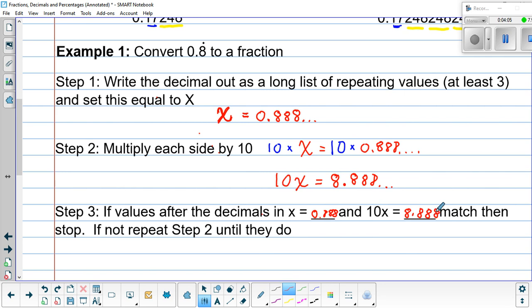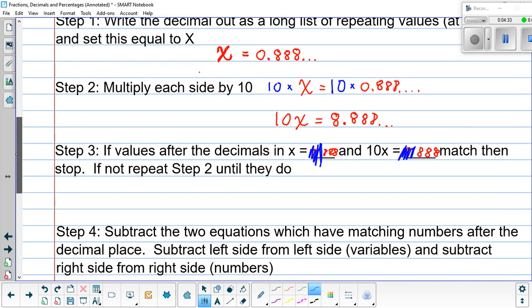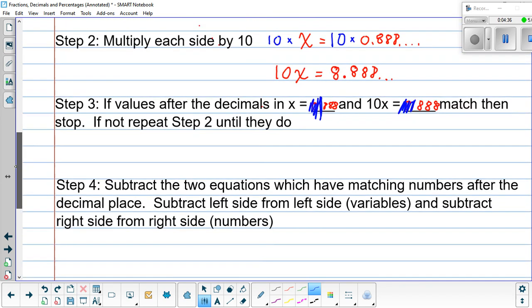I just wrote it up with 3, but we know it keeps going. If the values after the decimal point in x and 10x match, looking just over here, we don't care what's happening over there, so it's 888 and 888, then we can stop. If not, we'd have to take our 10x and multiply by another 10 on both left and right, and hopefully they'll be the same. Because they do, we're going to skip that.